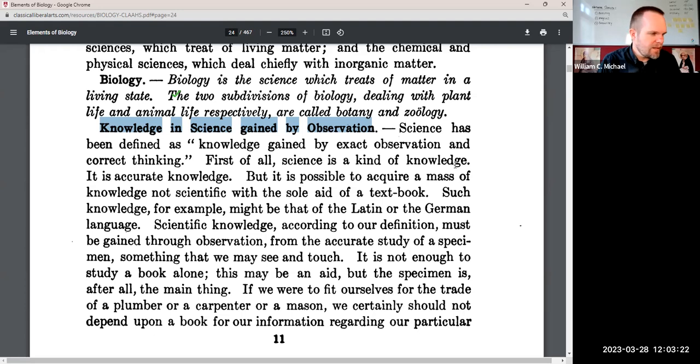So that's the topic for today. We know what science is now. We know what matter is now. We talked about what biology is. We talked about the two divisions of biology. And we talked about the fact that knowledge in science is gained by observation. And if you don't observe it, you shouldn't go around saying it, because that's simply not scientific. All right, so that's all for today.